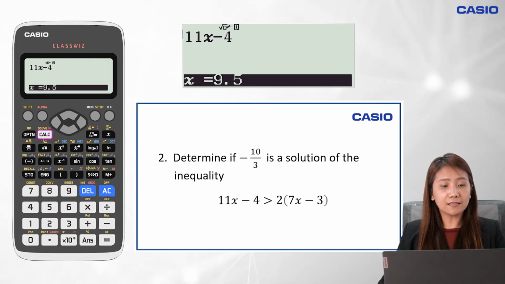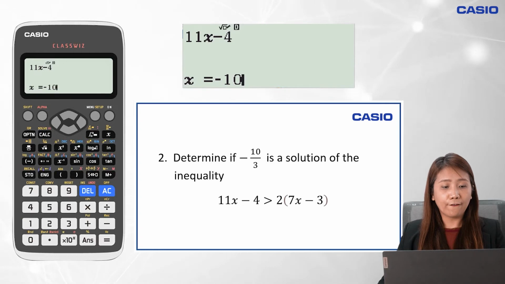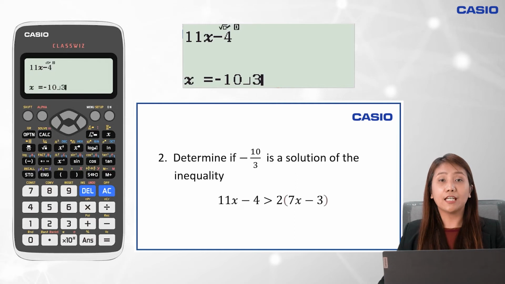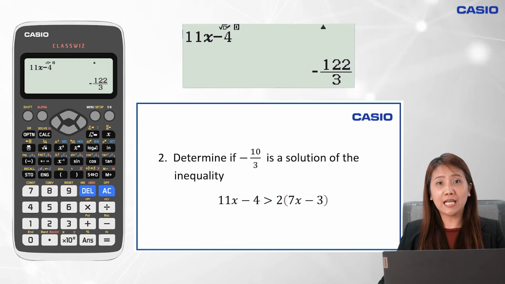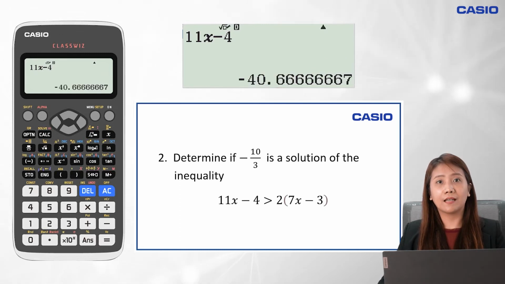Then let's press Calc. ClassWiz will ask for the value of the variable x. Let's input negative 10, followed by the fraction key, and 3 in the denominator. We press the equal sign twice. The value of the first side is negative 122 over 3. To change to decimal, press the standard form to decimal form, or SD. And the value of the first side is approximately negative 40.67.